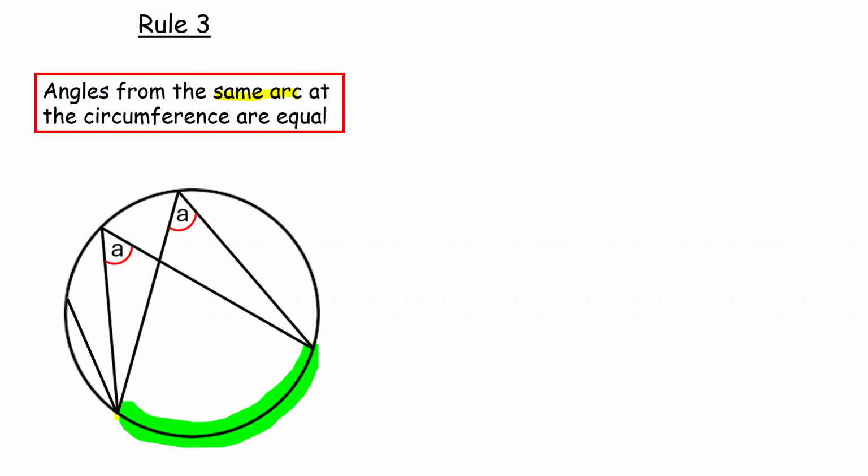It follows on that if I draw in another angle from the same arc, like this, this angle here would also be equal to both of those two. And you can do this infinitely many times. That's the basic rule, but then you can add in this as many times as you like, because these points here are still coming from the same arc.